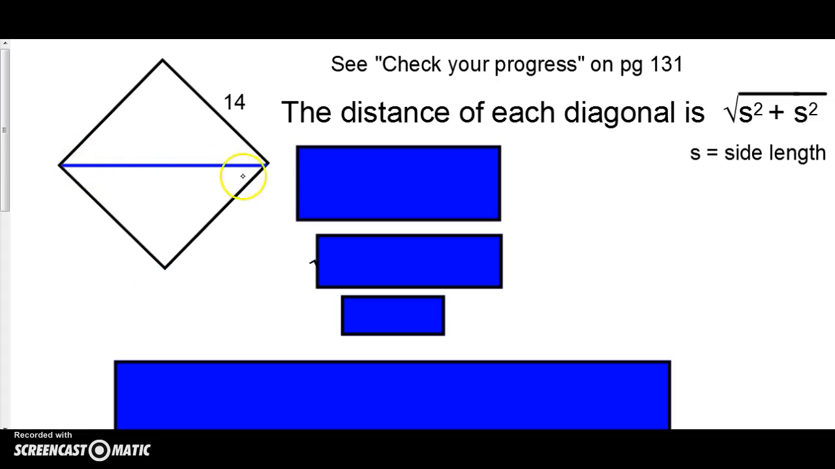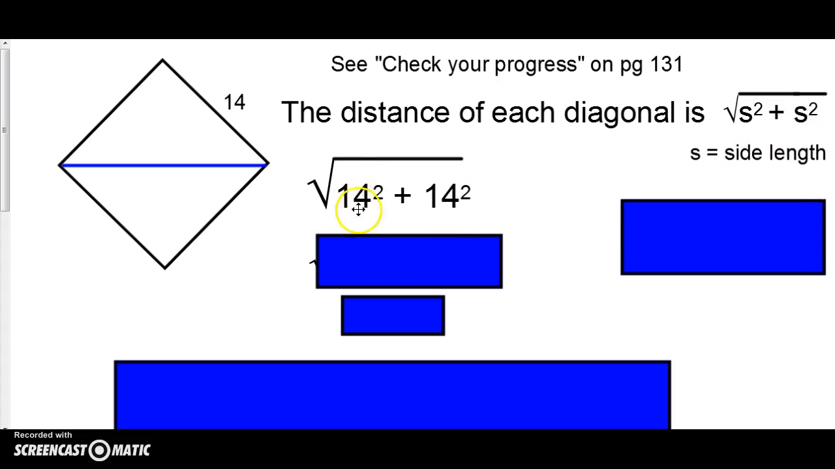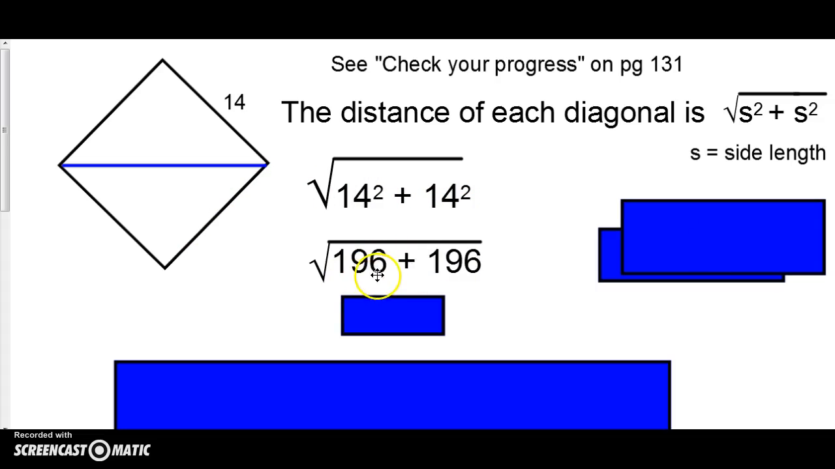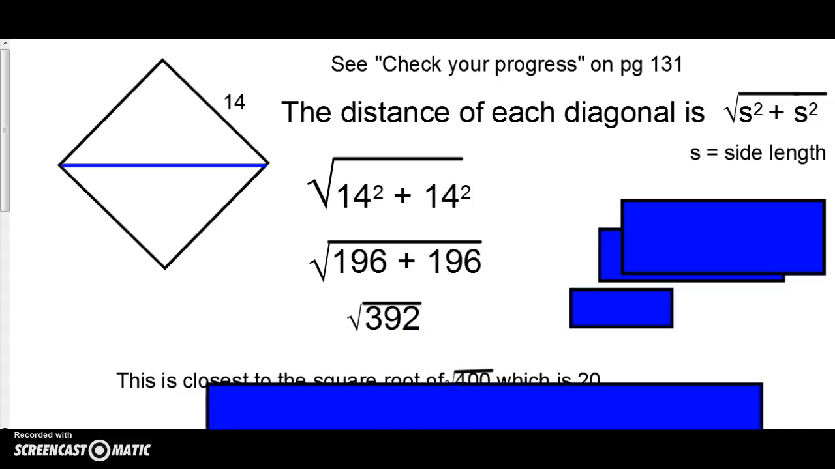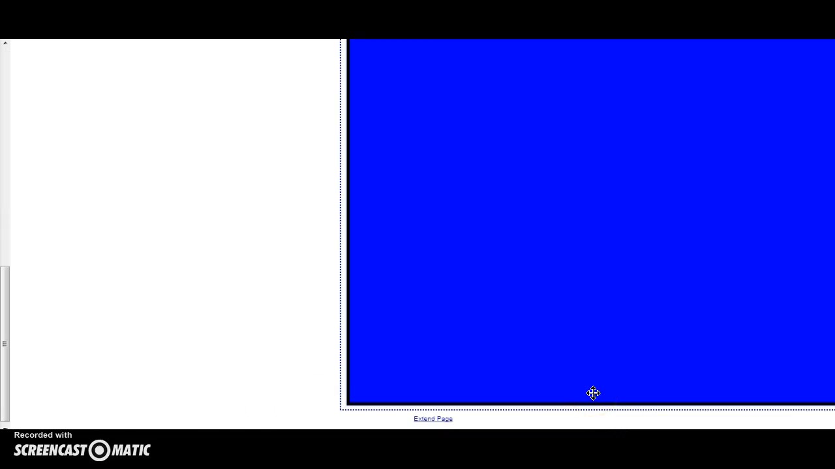They're saying the middle distance is side squared plus side squared. So right away, you would fill in 14 squared plus 14 squared, which is 196 plus 196, and the square root of that is the square root of 392. Oops, let me pause a minute.